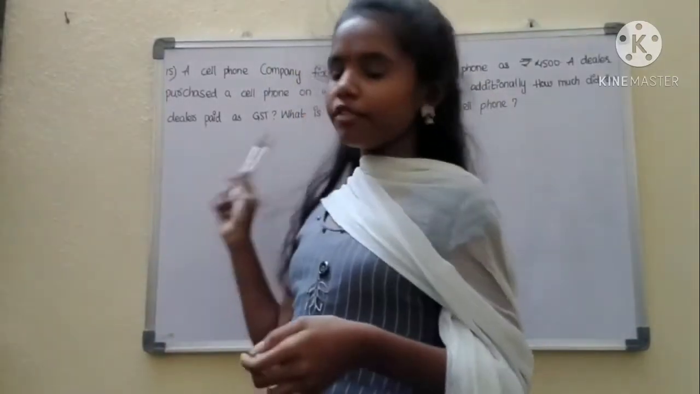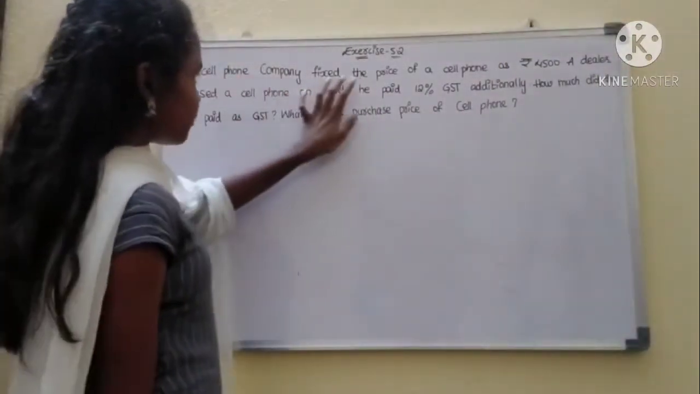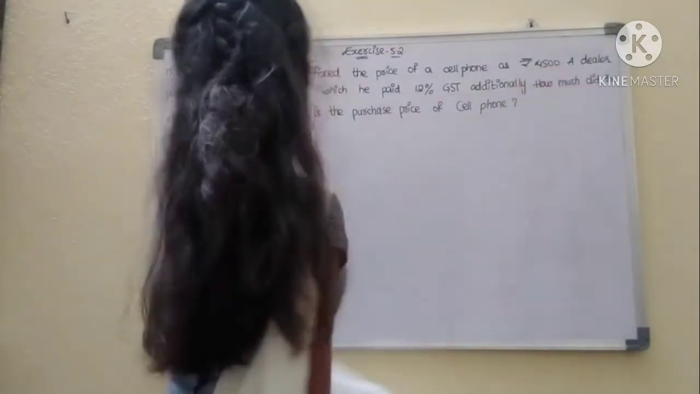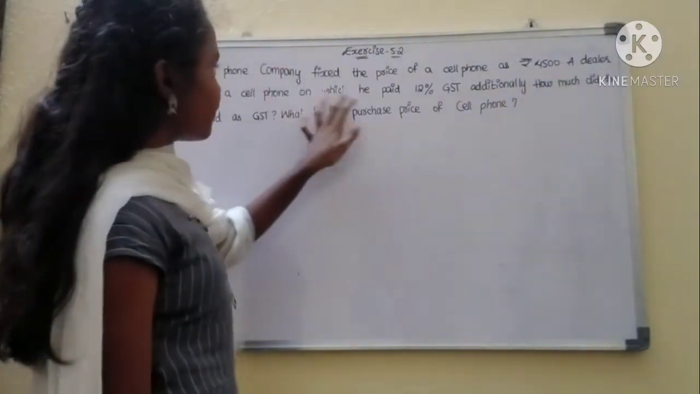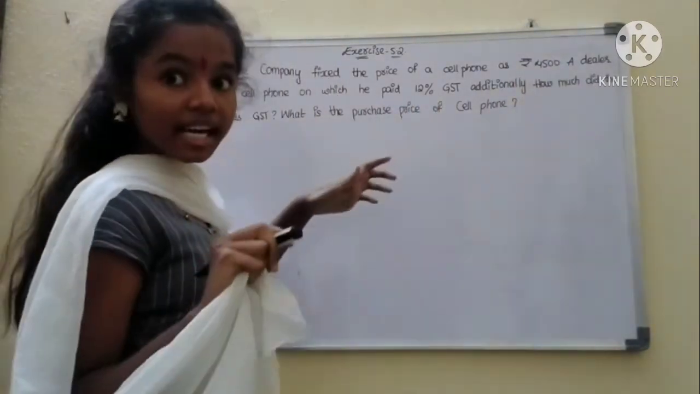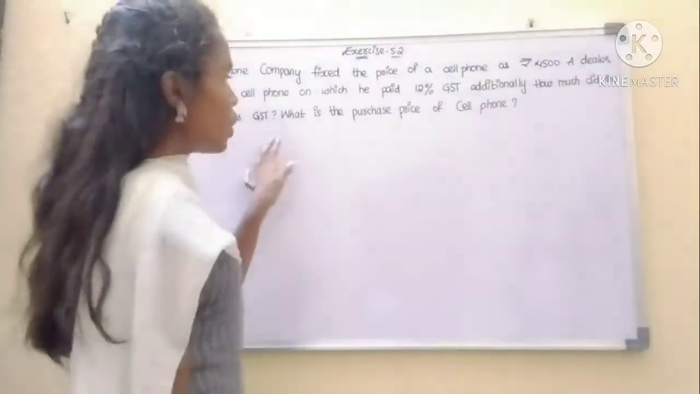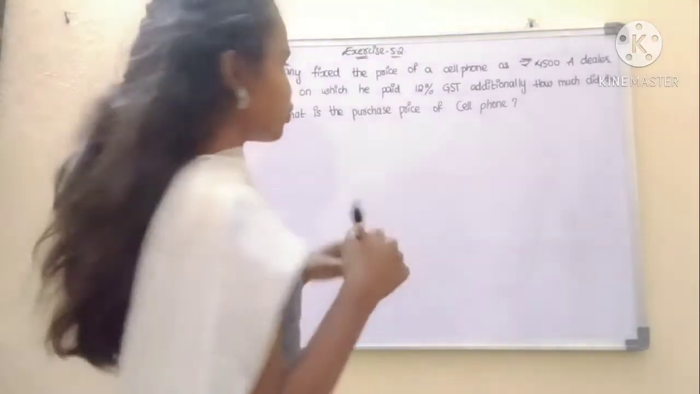Friends, now question number 15. A cell phone company fixed the price of a cell phone as 4,500. A dealer purchased a cell phone on which he paid 12% GST additionally. How much did the dealer pay as GST? What is the purchase price of the cell phone?